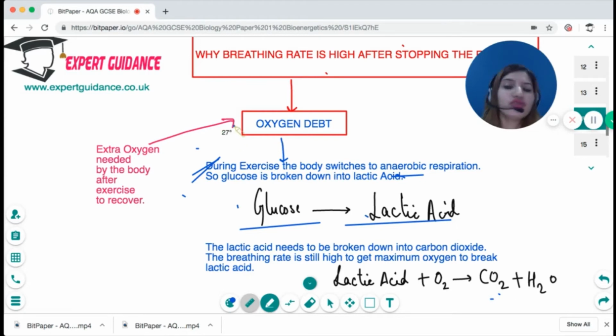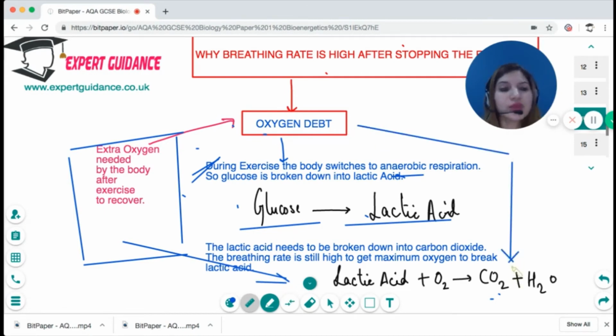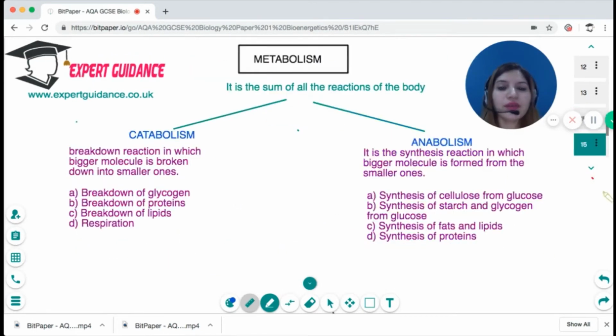The oxygen debt, which is the extra oxygen needed by the body after the exercise to recover, is the oxygen needed to break down lactic acid into carbon dioxide and water. And this is why your breathing rate increases until all the lactic acid is broken down back into carbon dioxide and water. So make sure you remember this phenomenon of oxygen debt.